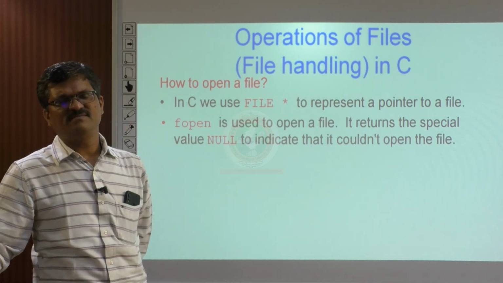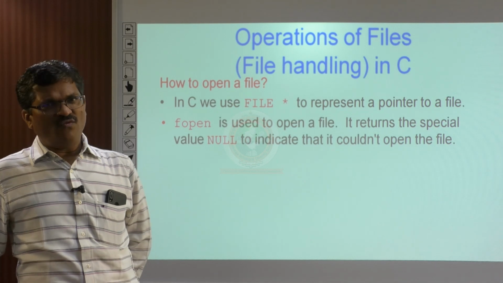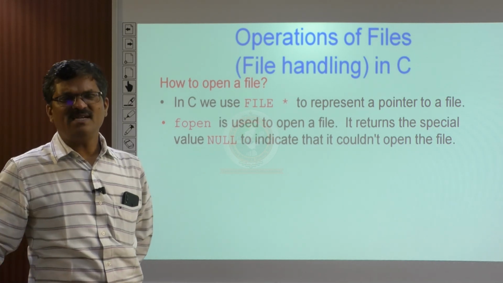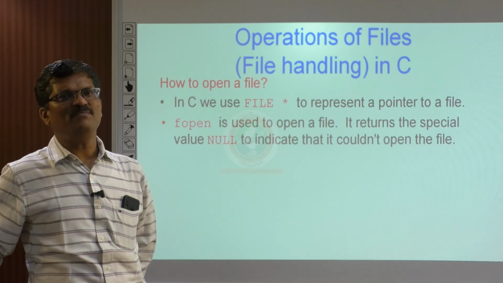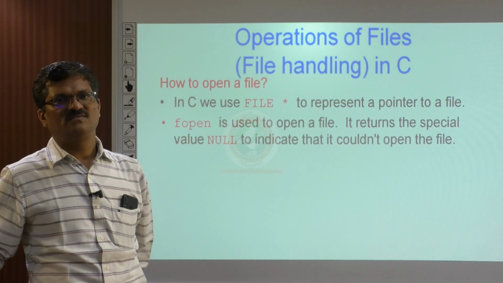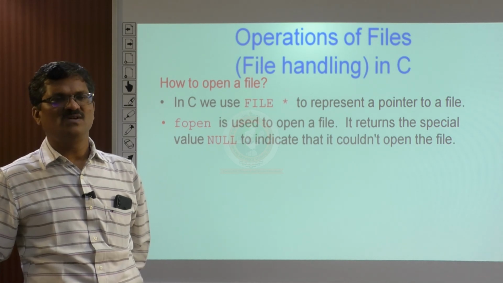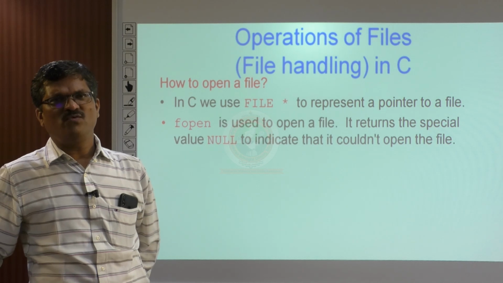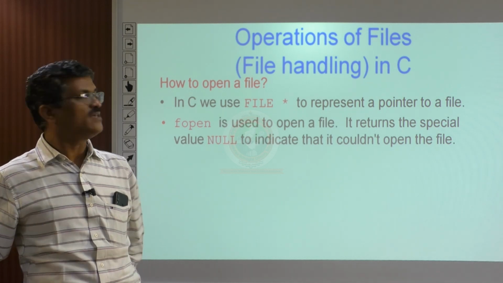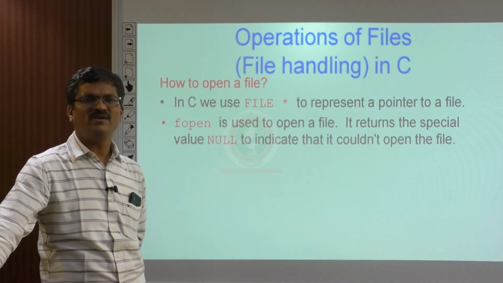So, this is the command. When fopen gets executed, it returns the address of a structure of type FILE that contains the information related to the file. If we are not able to open the file, then fopen will return a null value to fptr, if it fails.